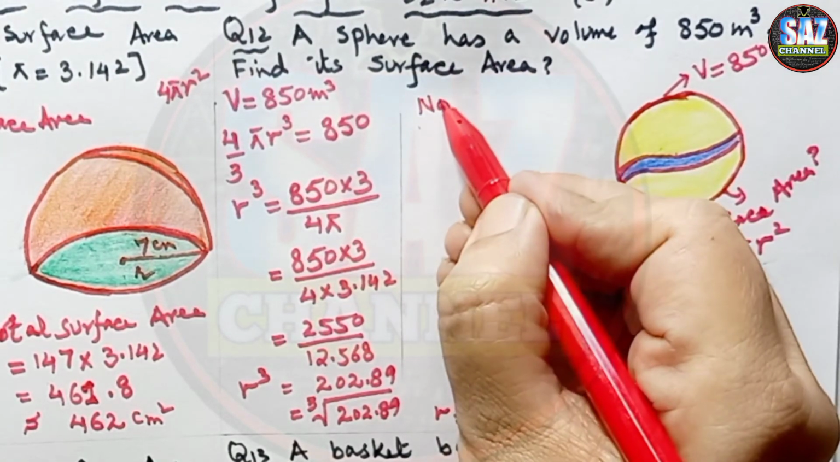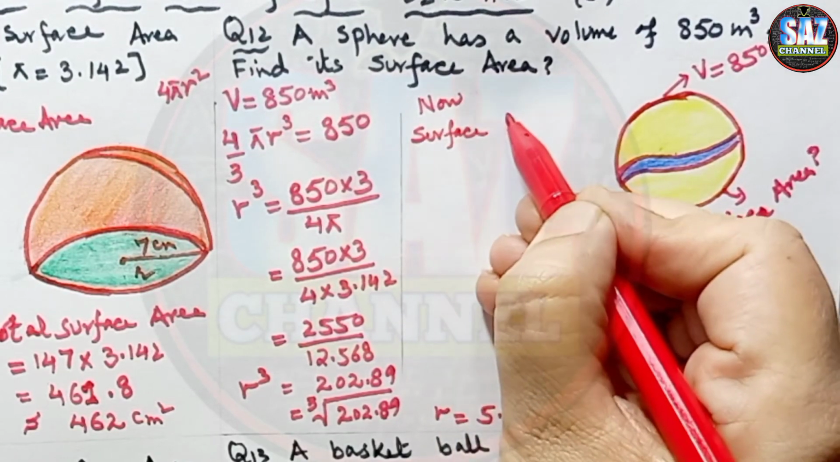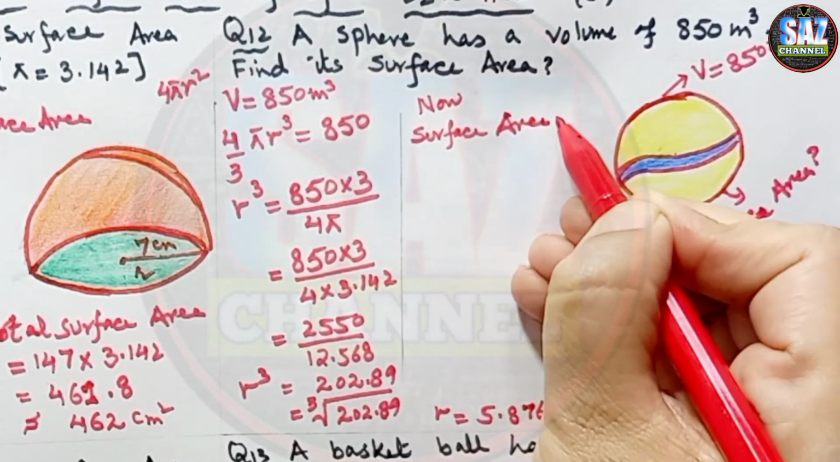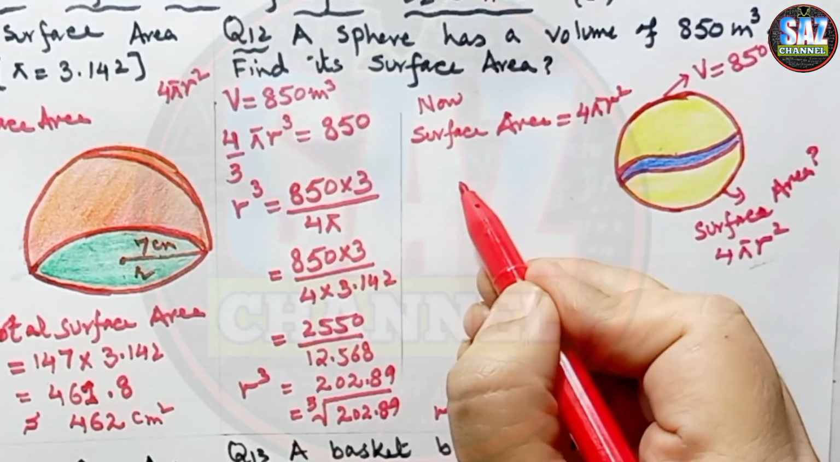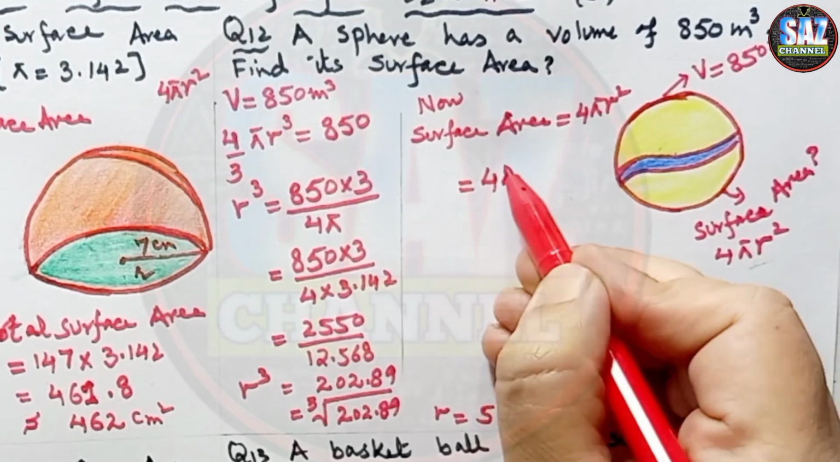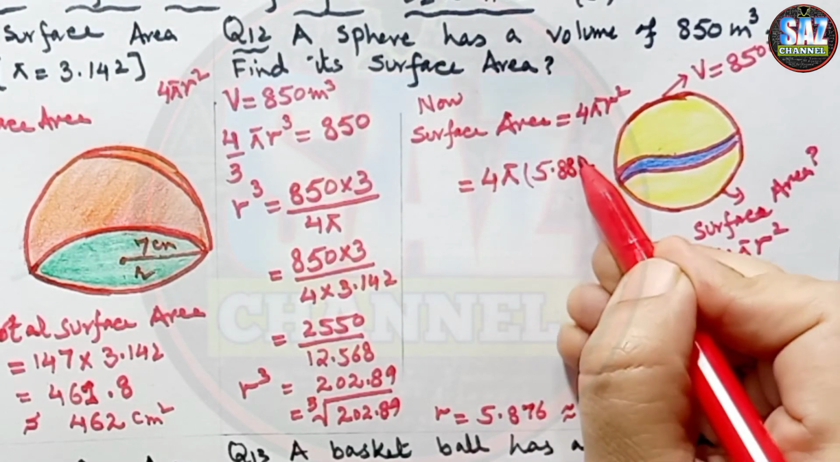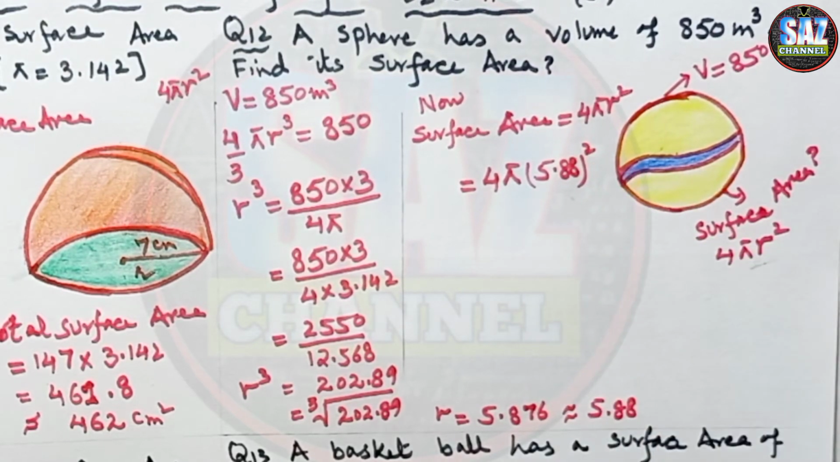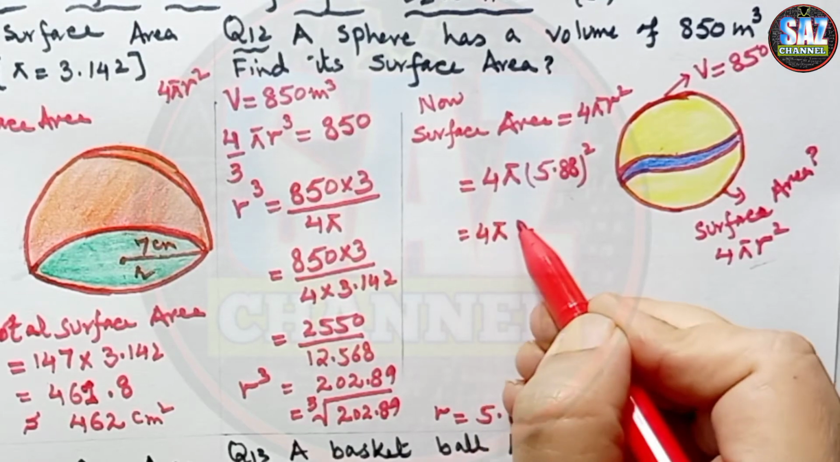Now surface area equals 4 pi r square. So what I have to do is 4 and pi, and r has the value 5.88 square. Okay, now 5.88 square gives me 34.5744.